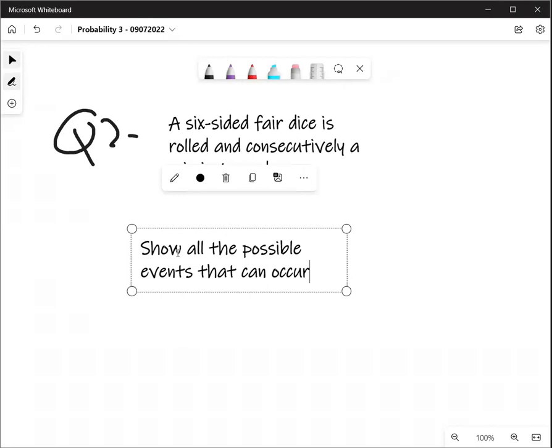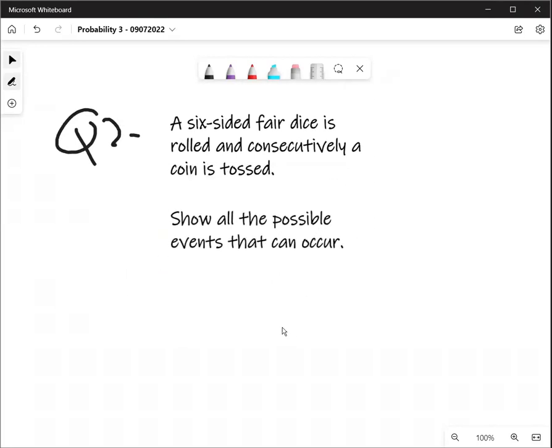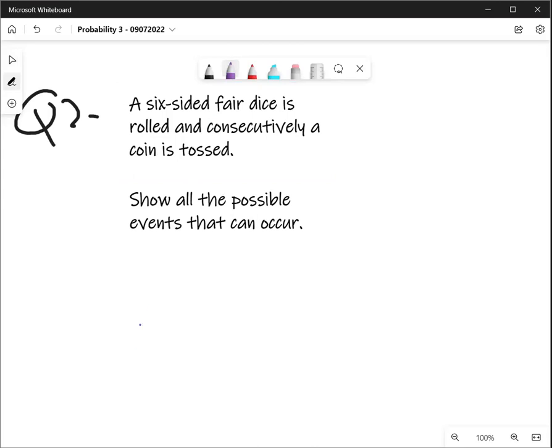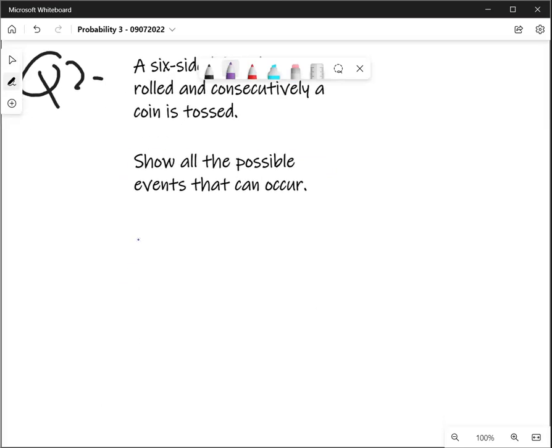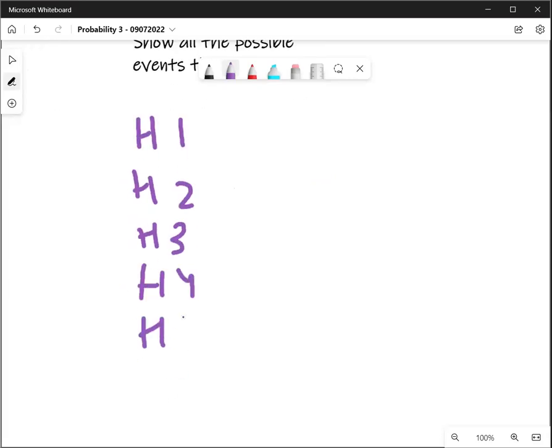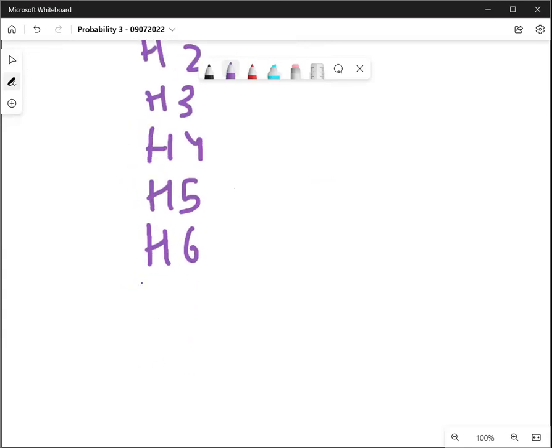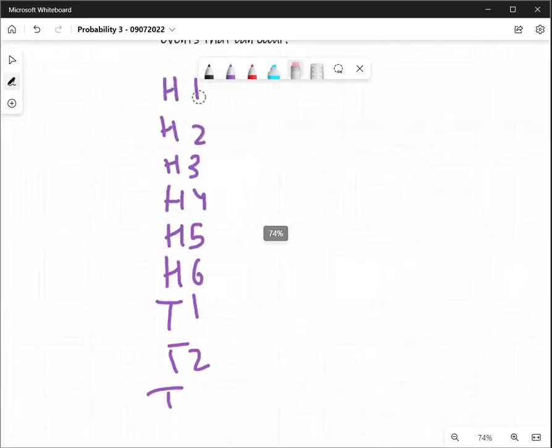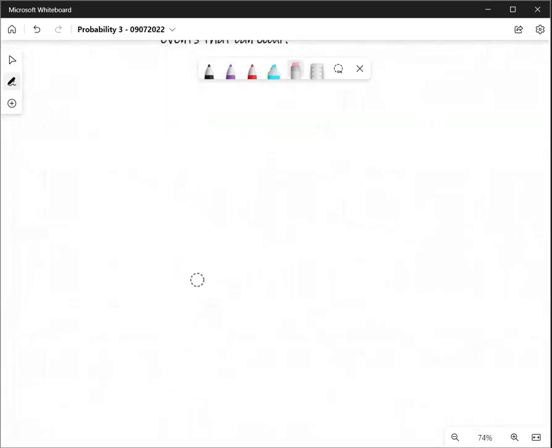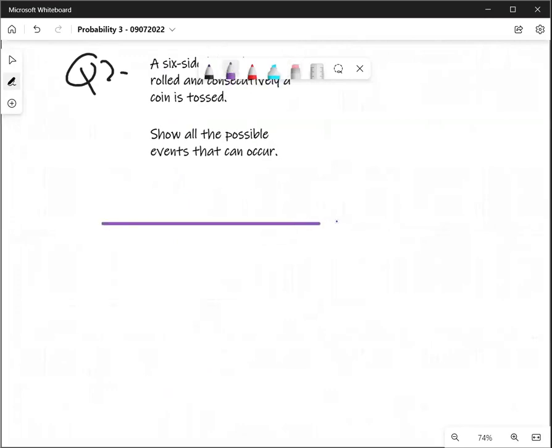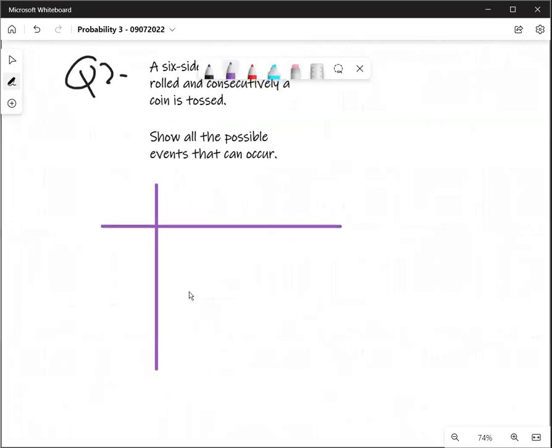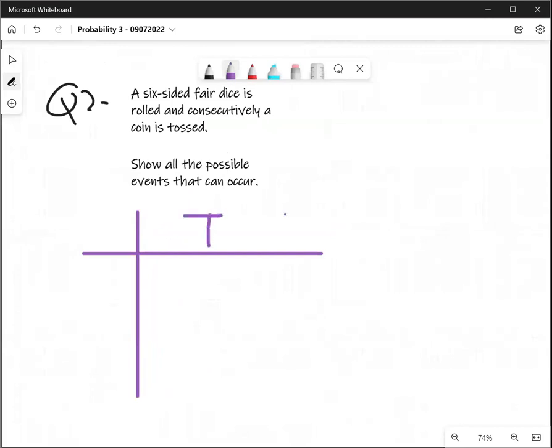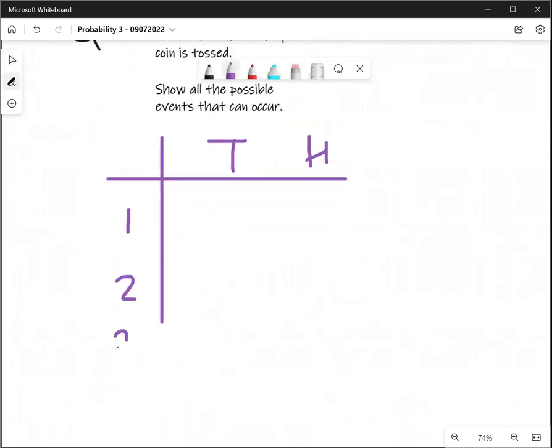First would be the coin being tossed, head, and then the dice 1, 2, 3, 4, 5, 6: head 1, head 2, head 3, head 4, head 5, head 6, then tail 1, tail 2. That's pretty long, and not the best way to do this. It takes a lot of space. A better way of solving this is to make a square diagram like this. Write tail, head, and over here write 1, 2, 3, 4, 5, 6.